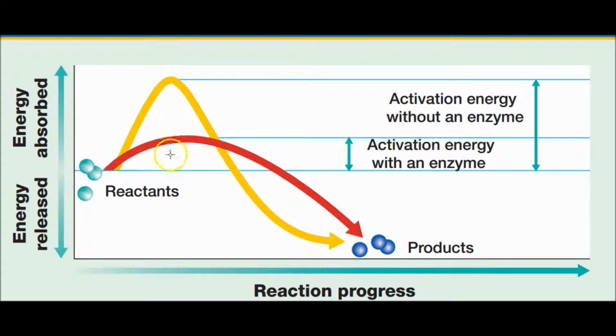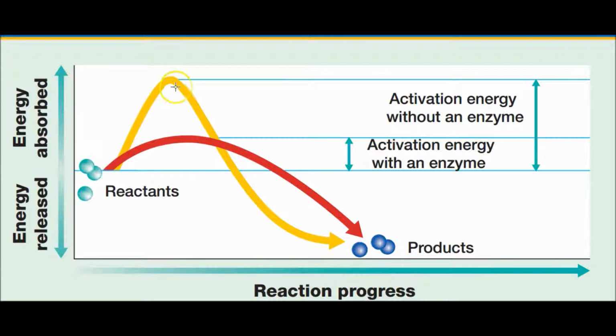But if you look at the red line, which is with an enzyme, you can see that the amount of energy needed to start that reaction is less. See, it's lower. Now, if the amount of energy to start the chemical reaction is less, does that affect the products? Well, let's look at this graph. They both end at the same products.